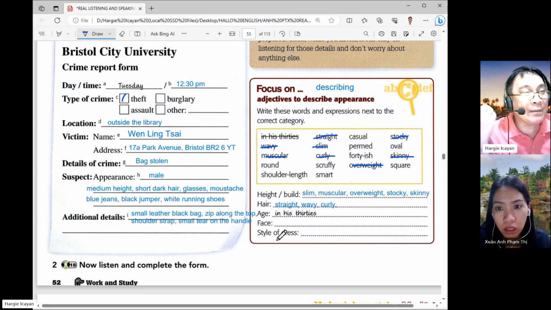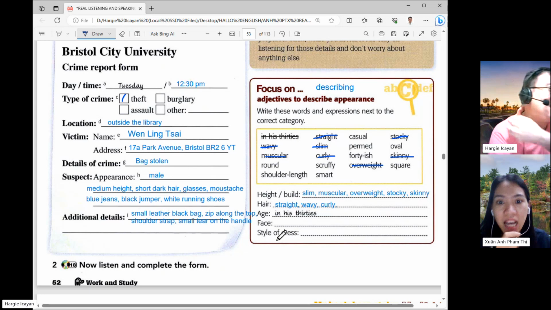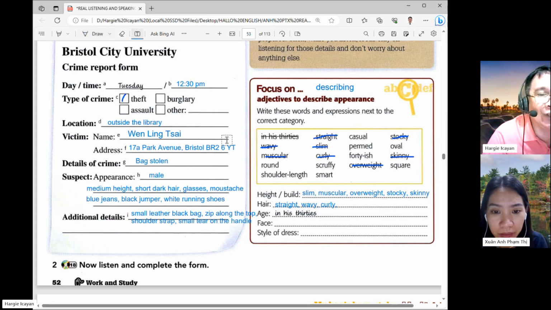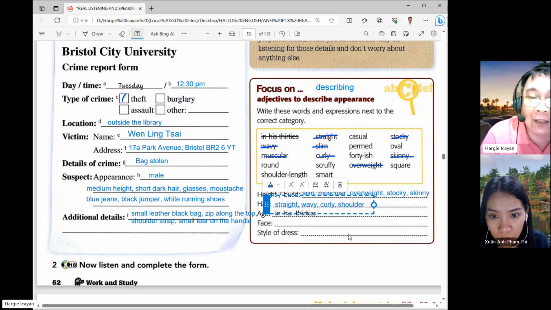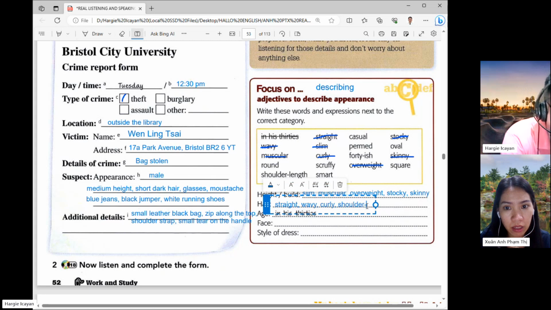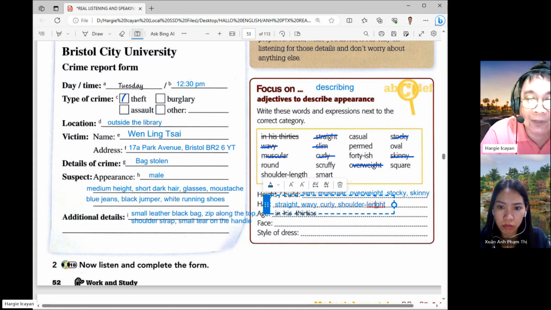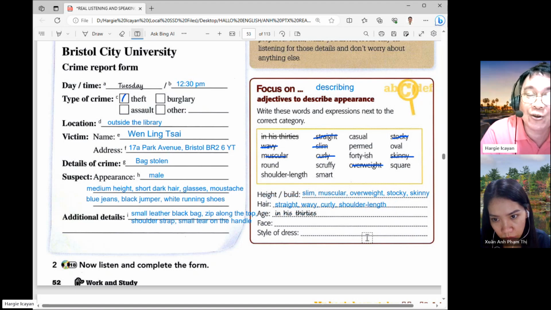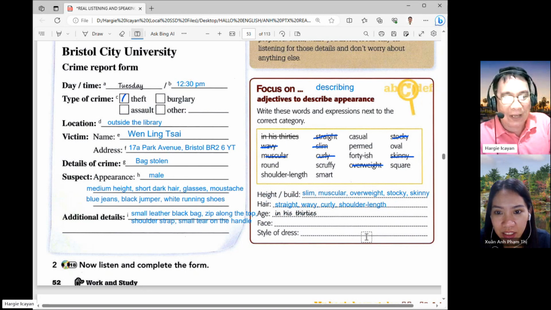Scruffy. The hair of the person, sometimes even men, has this particular long hair. Now, if your hair is only on your shoulder length, yes, it's shoulder length, right? So if the suspect is a girl, we can describe that she has shoulder length hair. So we can also describe that one. But sometimes men also have long hair, right?